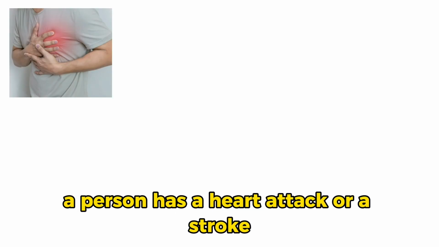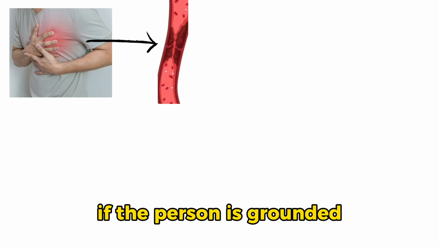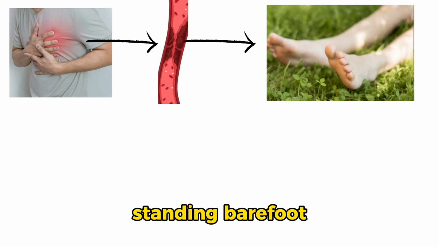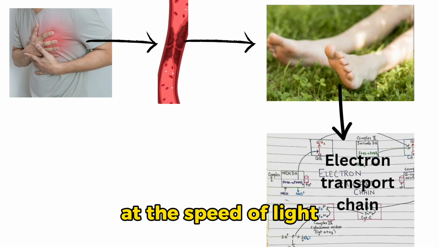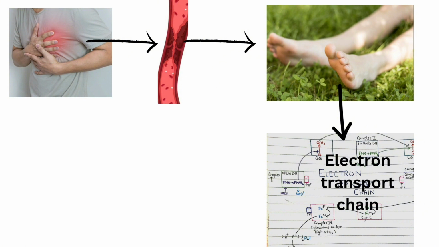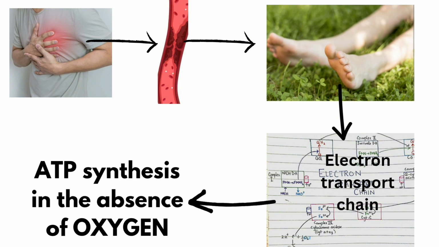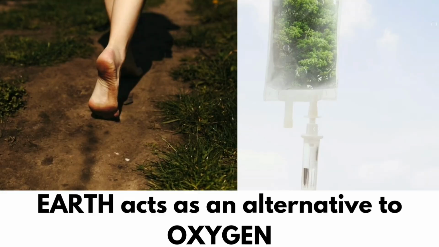Imagine this: a person has a heart attack or a stroke. The blood supply is blocked and oxygen is not reaching the cells. If the person is grounded, standing barefoot on the earth will accept the electrons at the speed of light. When the electrons are accepted by the earth, the electron transport chain will continue to work, which means there is ATP synthesis and the cells can function the normal way. A person can have all the blood supply blocked and they won't die if they're grounded. Earth acts as an alternative to oxygen.